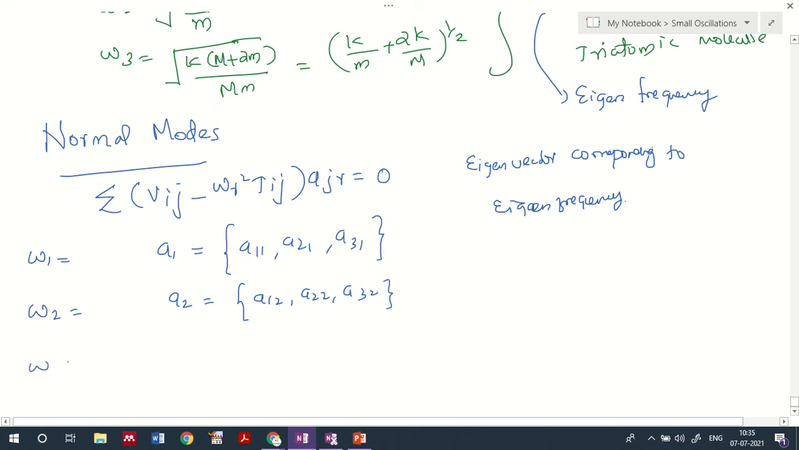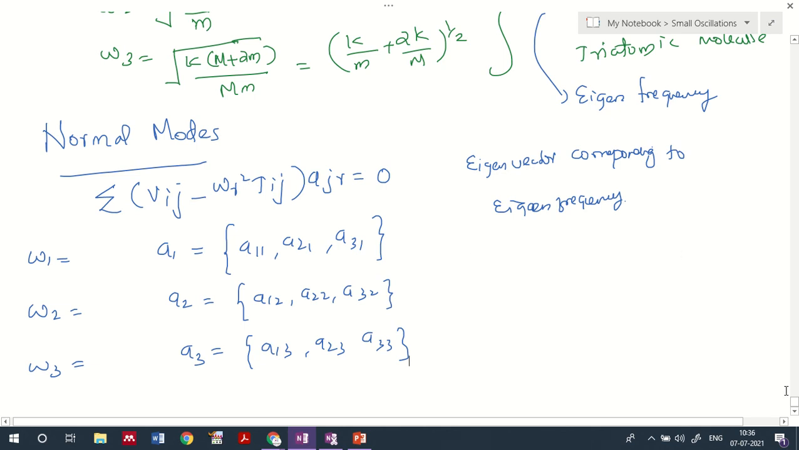And similarly, if you take omega 3, that is the third normal frequency, there will be a set of associated eigenvectors, that is a13, a23, then a33. So you will be having different eigenvectors corresponding to each frequency as well. So basically, what we have done is a basic representation.